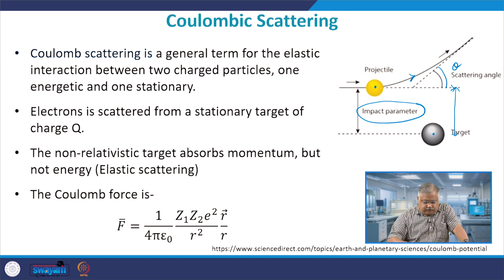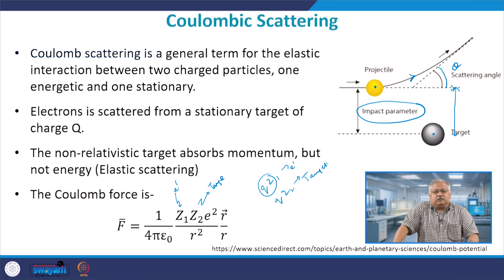The Coulomb force will be given as 1 by 4 pi epsilon naught into Z1 Z2, the charges, divided by r square. So, q into Z1 is the charge of the electron, or projectile, and q into Z2 is the charge of the target. As you can see, higher the charge, more will be the force. This r is the physical distance between the projectile and the target, and the lower the value, the higher the force.